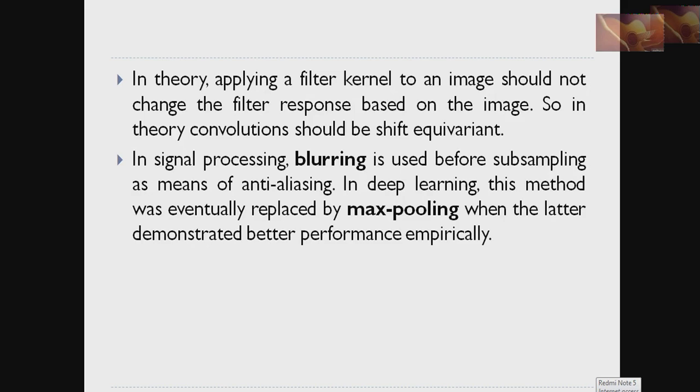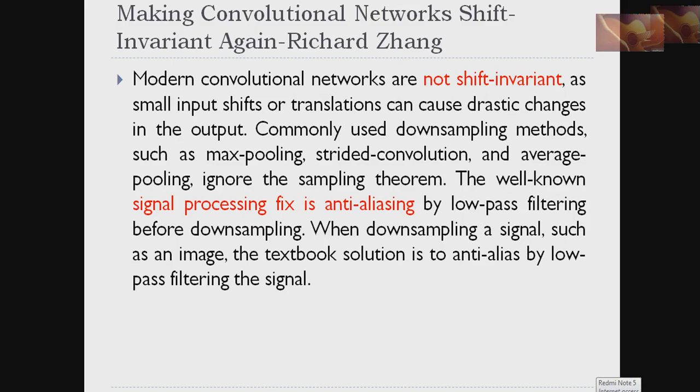In theory, applying a filter kernel to an image should not change the filter response. So in theory, convolution is shift equivariant. In signal processing, blurring is used before subsampling. This is anti-aliasing. But max pooling has replaced everything. It has changed, but it has demonstrated better performance empirically, and in total it is better. So we have used max pooling and everything has gone: aliasing, shift invariance.